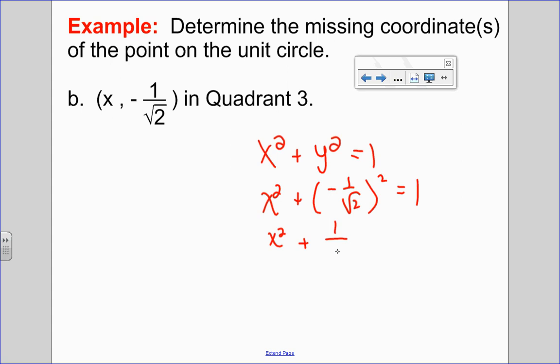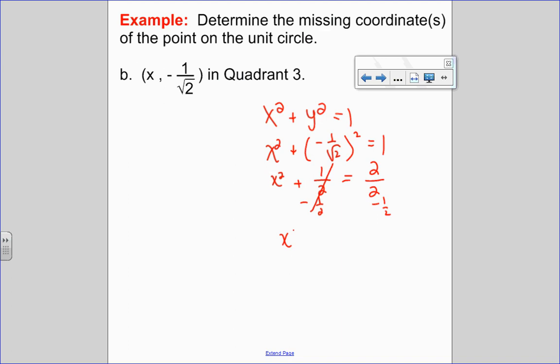Root 2 squared, root 2 times root 2, the roots cancel, or you can say it's root 4, and the square root of 4 is 2. Now instead of 1, since it's out of 2, I'll just write it as 2 out of 2, just to make my fractions a little easier. So I'm going to subtract a half from both sides to get x squared by itself. So a half take away a half is 0. So I have x squared equals 2 over 2 take away 1 over 2 is 1 over 2.